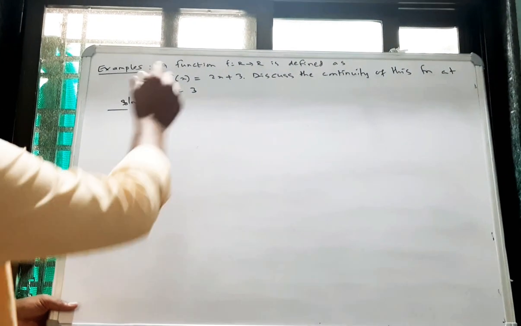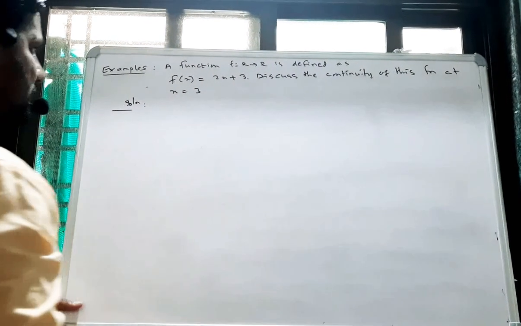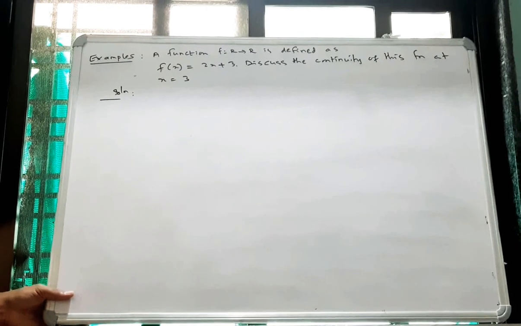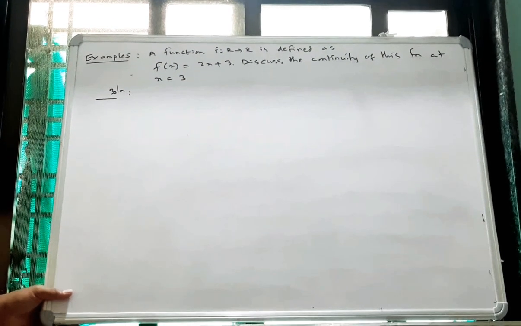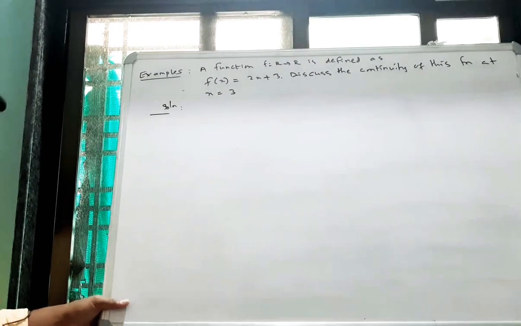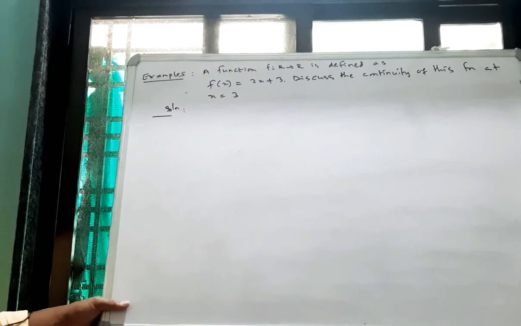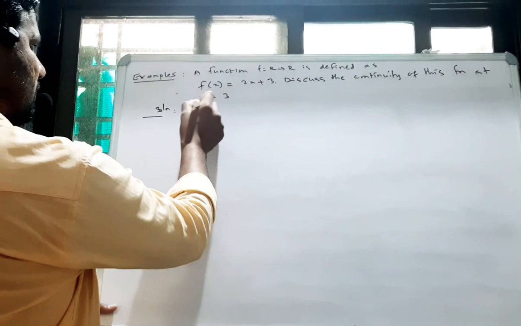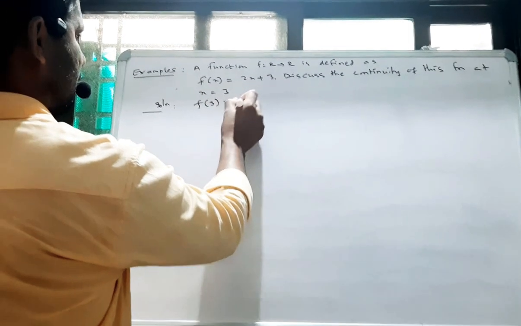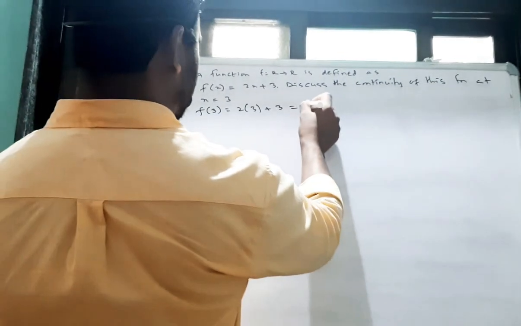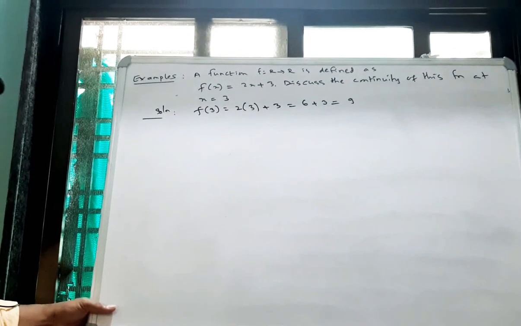so as you know the procedure, first we have to find the value of function at x equal to 3, that must be real number. Second one is the limit of function. The limit is of two types, the left hand limit and right hand limit. So that left hand limit and right hand limit should be equal to the value of the function. Then it is called continuous. So first put x equal to 3 here. So f of 3 is equal to 2 into 3 plus 3. That is 6 plus 3, which is equal to 9. This is the value of function, which is the real number.